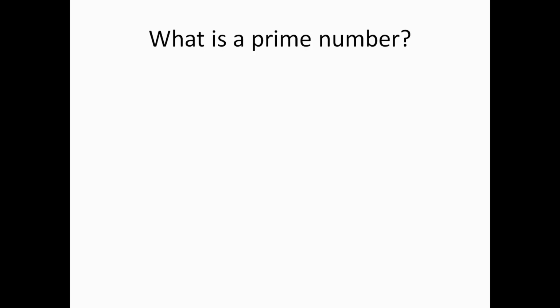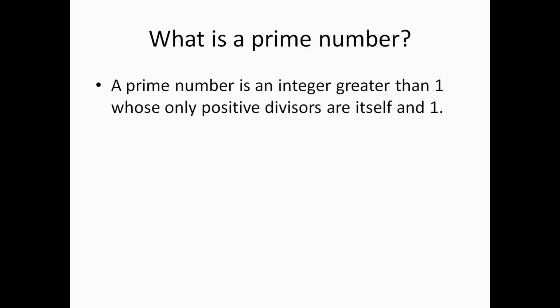So the first question, what is a prime number? A prime number is an integer greater than 1 whose only positive divisors are itself and 1. And here, positive divisors just means factors. So another way to think of it is that a prime number is an integer greater than 1 with no factors other than 1 and the number itself.